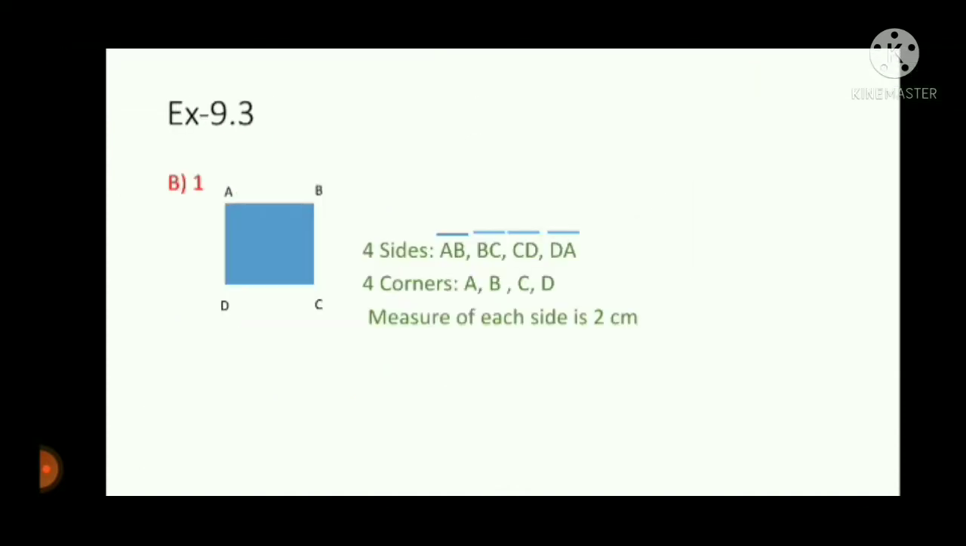Now let us do some sums from exercise 9.3 B1. We have to name the sides of the square, name the corners and measure it. So the 4 sides are AB, BC, CD and DA, and the 4 corners are A, B, C and D, and the measure of each side is 2 cm.